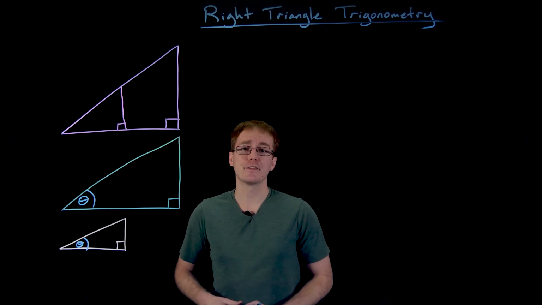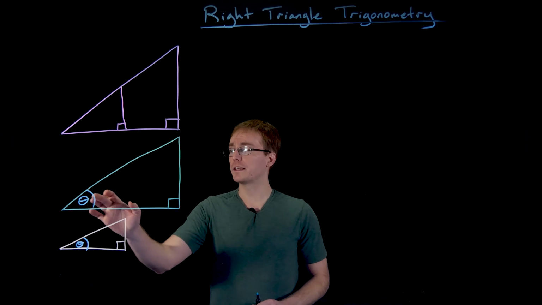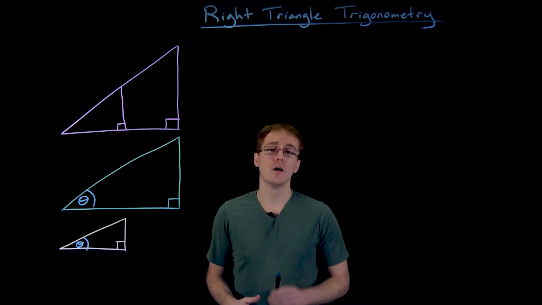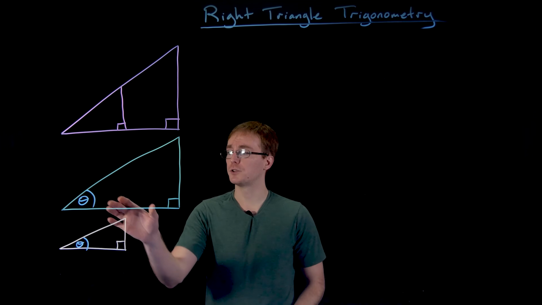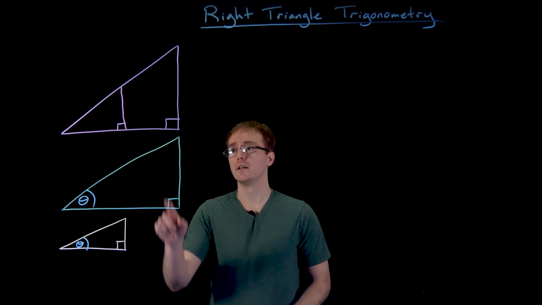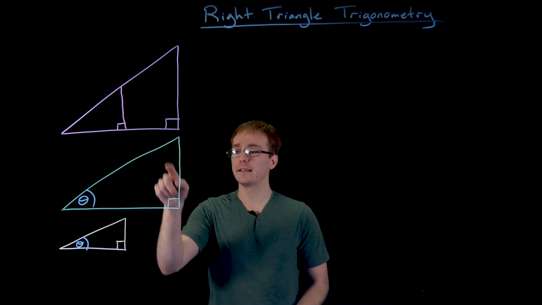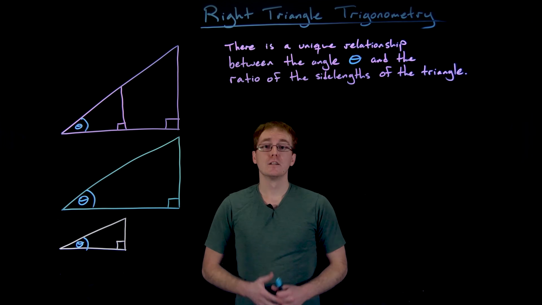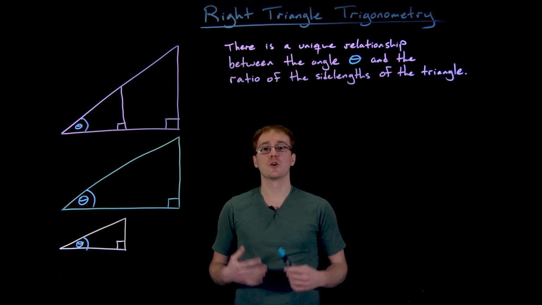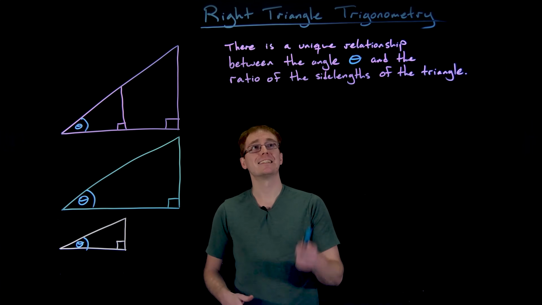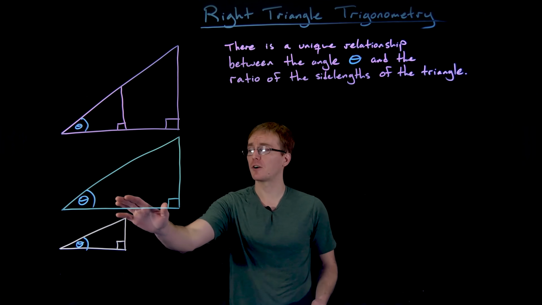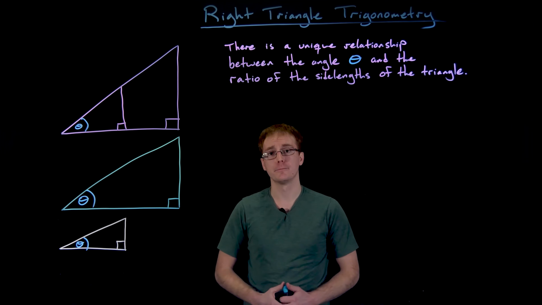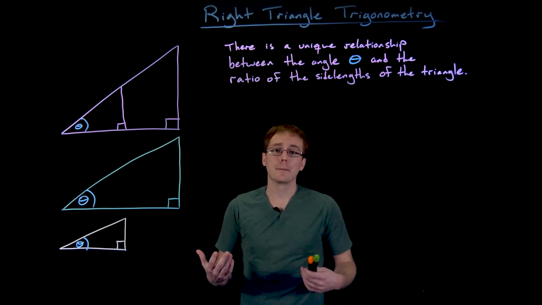And if we did need to find that third angle, we can use the fact that all the angles in a triangle, and this is true even if it is a non-right triangle, have to add up to 180 degrees. So this missing angle would just be 180 minus 90 minus our known angle of theta. So one of the very important observations that gets this whole ball of trigonometry rolling is that there is a unique relationship between our angle theta and the ratio of the side lengths within the triangle. So let me go ahead and clarify what I mean by this.